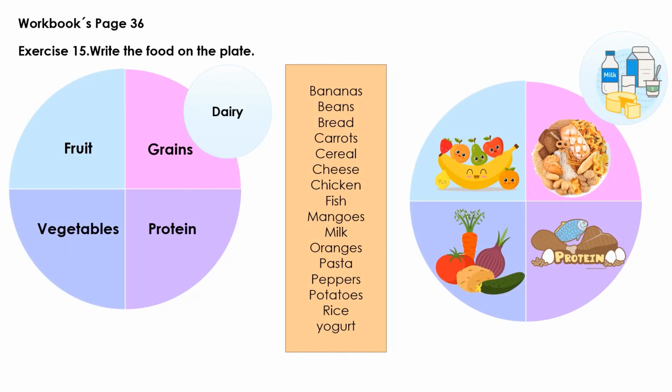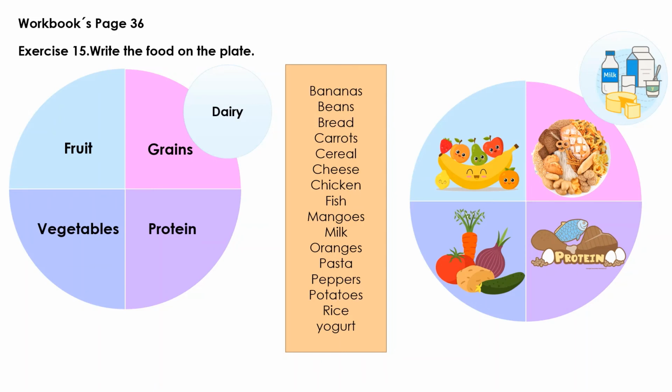Workbook page 36, exercise 15. Write the food on the plate. Remember, the food is divided in groups. The first one, fruits. In this group we can find bananas, oranges, apples, watermelon, peach, pineapple, and a lot of more. Cereals, we can find rice, corn, bread, pasta, beside others.